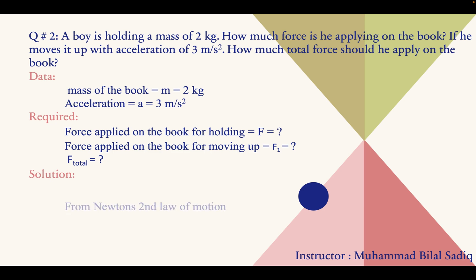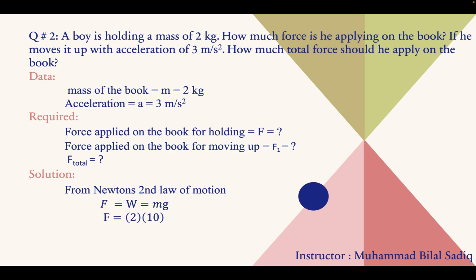In the solution part, if I calculate how much force is required to hold the book in the upward direction, again it's similar from Newton's second law of motion. We know that F is equal to W, which is equal to mg. So a boy has to apply a force that must be equal to the weight of the book so that the boy can prevent the book from falling down. If I place the values in the above equation, in the place of m the value is 2, and in the place of g the value is 10. So the total answer of that force would be 20 Newton. So it means that the boy has to apply 20 Newton force in order to prevent the book from falling.